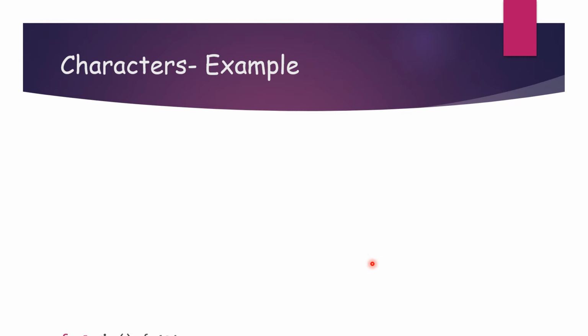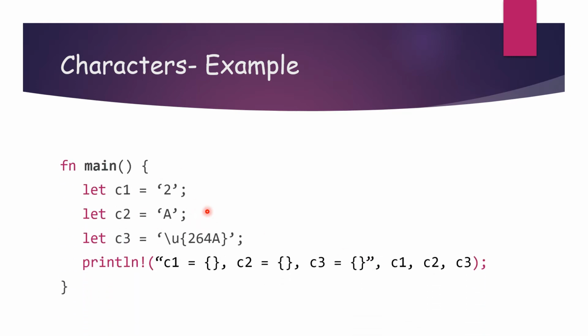So let's see an example. I have listed a few characters here. We will see it in action in our Visual Studio Code. So we have a few characters and we try to print that. We have here character 2, then A, then some Unicode value which we don't know what it will print. Let's see in our Visual Studio Code what it will print. Hopefully it will print some emoji which you are already familiar with.